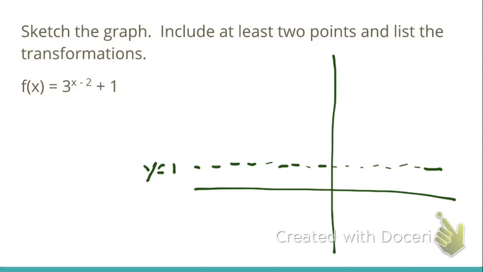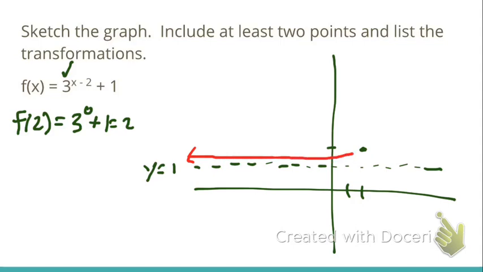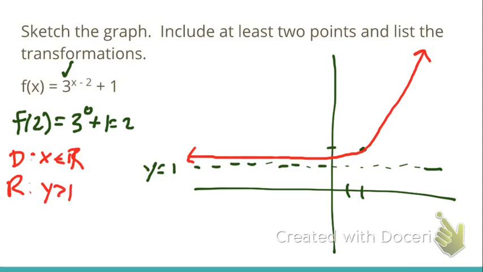Alright, then I'm going to find a special point. So it's going to be at f of 2, because that is what makes my exponent 0. So that's going to be 1 plus 1 is 2. So I know the point (2, 2) is on my graph. And I know it's going to be exponential growth because of the 3, and there's no reflections. So my graph is going to look like this. It's going to have an asymptote at 1. Bada bing, bada boom. Alright, I know the domain is going to be all real numbers because all exponentials have those domains. I know the range is going to be y is greater than 1.